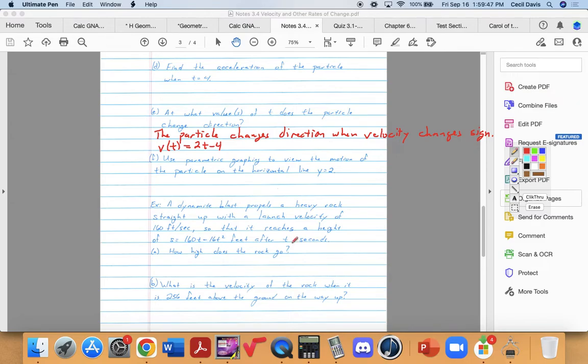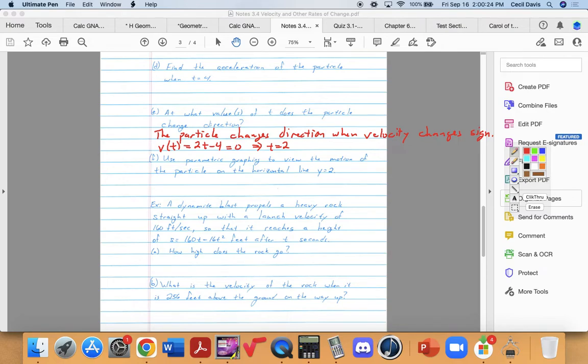Well, in order for the velocity to change sign, since this is a continuous function, it's got to go through 0. That's the intermediate value theorem. So I'm going to set that equal to 0. Solve that, which is pretty easy. That's t is equal to 2. And on this one, it's pretty obvious that there's going to be a sign change because it's a linear function. Anything that's not linear, you need to check to make sure that it really did change signs.